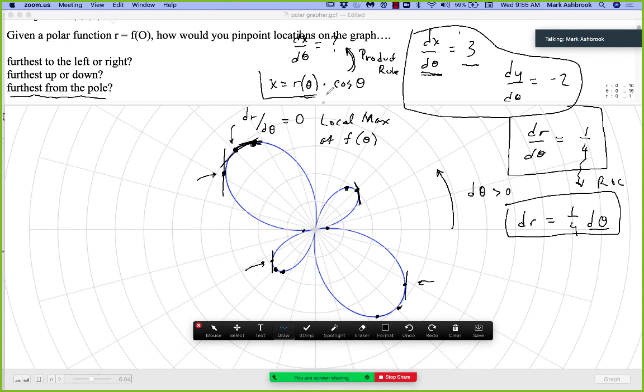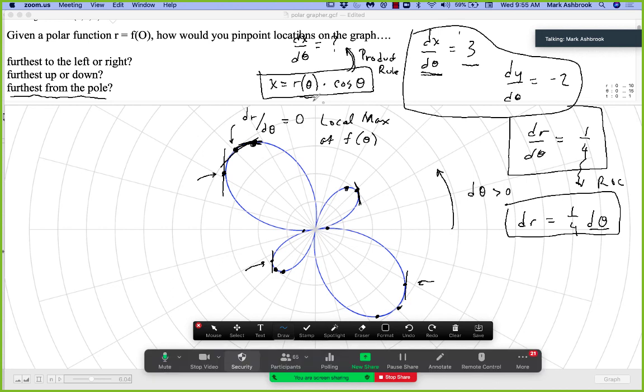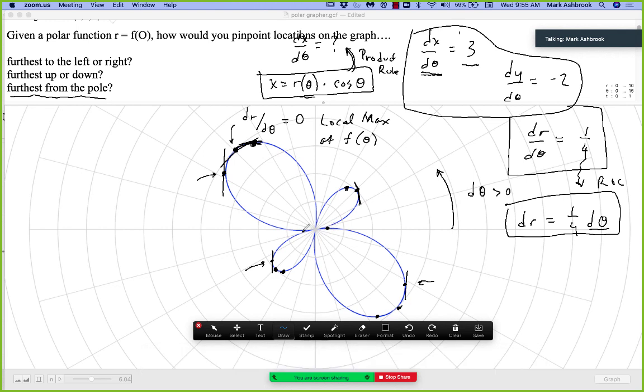Do y equals r of theta sine theta. Do the product rule. Set dy d theta equal to 0. Yeah, but it looks like you've got two little places here where dy d theta equals 0, right before pi and right after pi. Okay, and then you would plug in when theta is equal to pi, and then when theta is equal to pi halves. No, you're going to solve dy d theta for an angle theta.